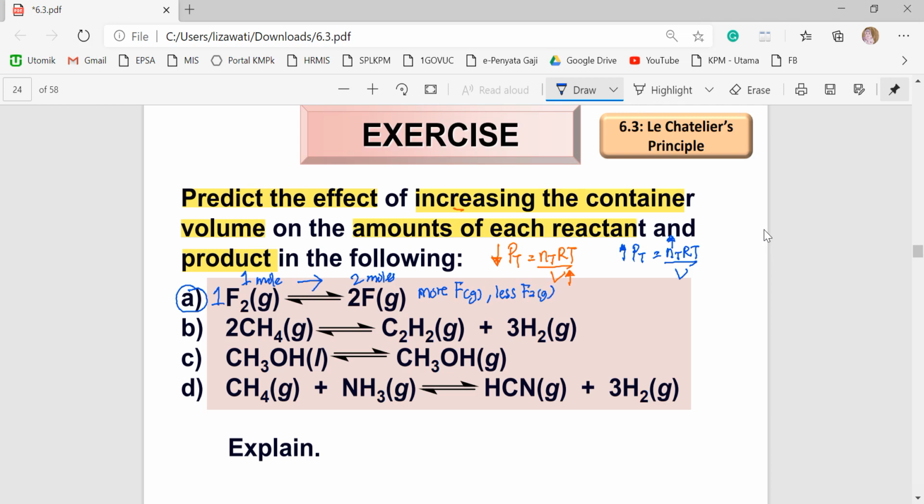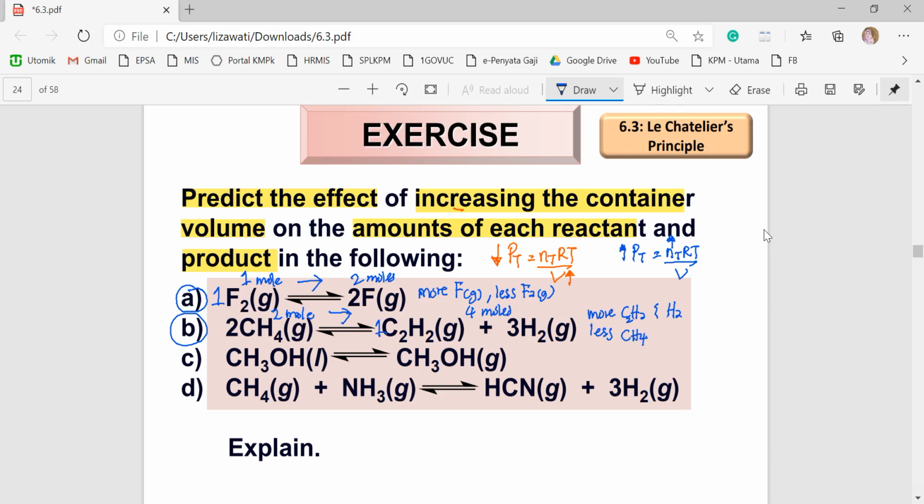Right, next B. There are 2 moles at the reactant side and we have 1 plus 3 equals 4 moles. So it will shift to the right. Therefore, more C2H2 and H2 gas, less CH4 gas.